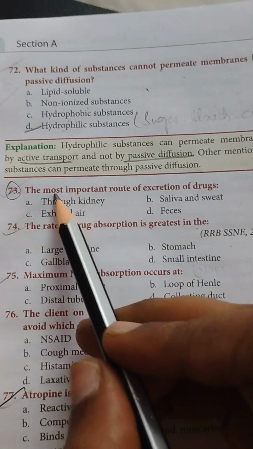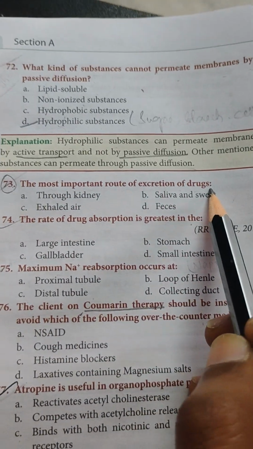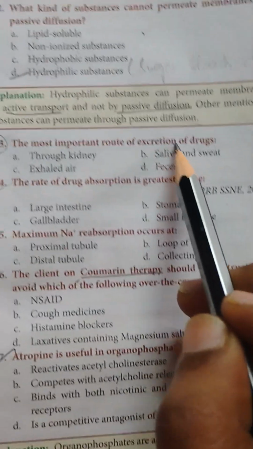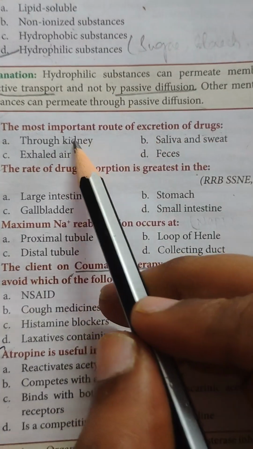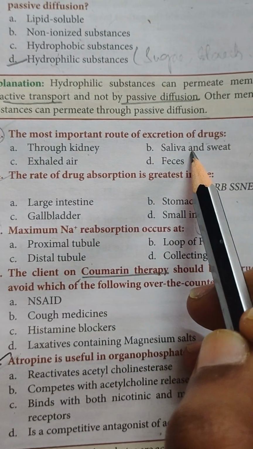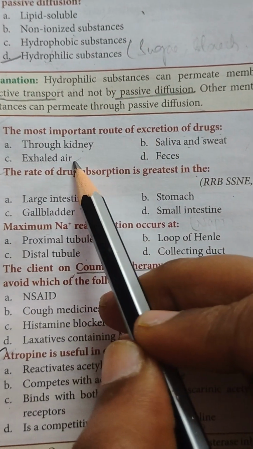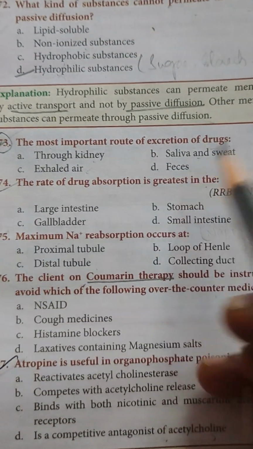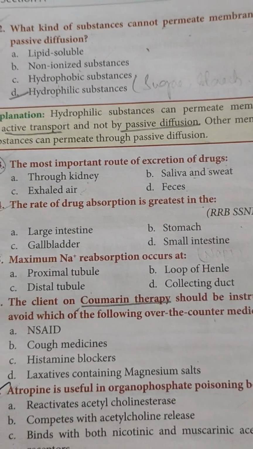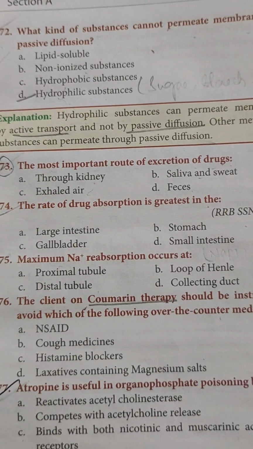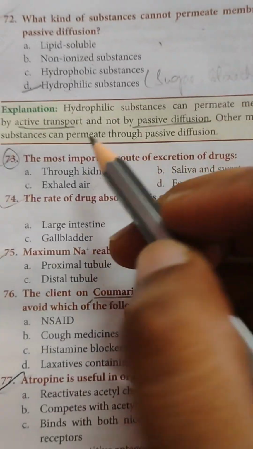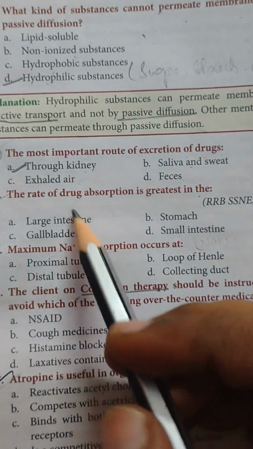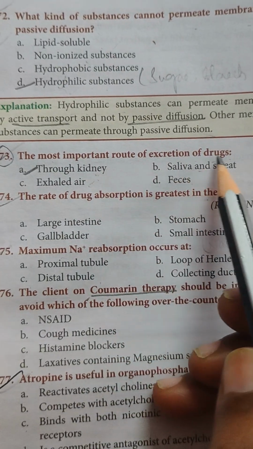The next one. Most important route of excretion of drugs. Through kidney, saliva and sweat, exhaled air, hair, feces. The answer is A, kidney. Kidney is the most important route of excretion of drugs.